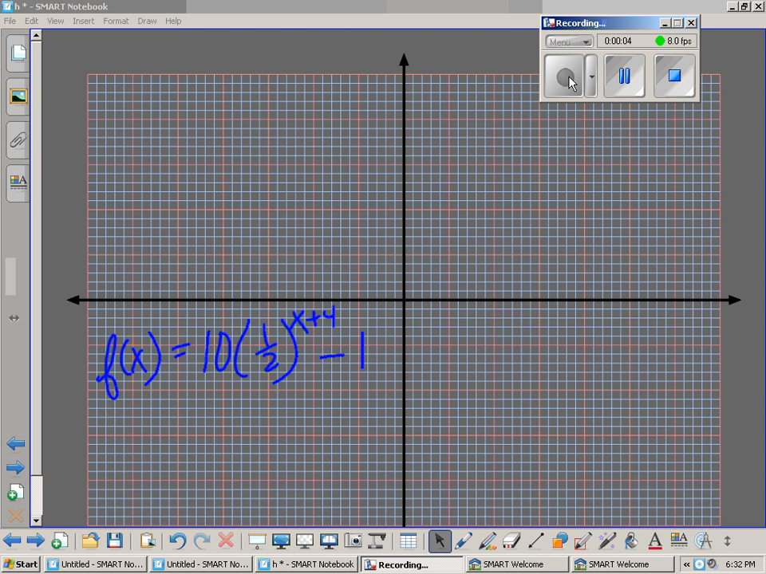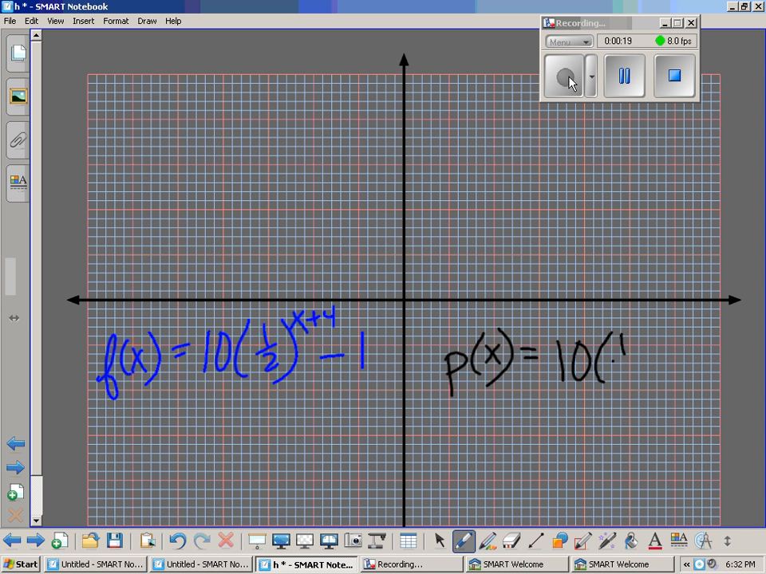Time for example 2. I went ahead and wrote it on the board. f(x) equals 10 times 1/2 to the power of x plus 4, minus 1. The parent function, which I'm going to label p(x), is p(x) equals 10 times 1/2 to the power of x. In this example, I am just going to start right away by graphing the new function.